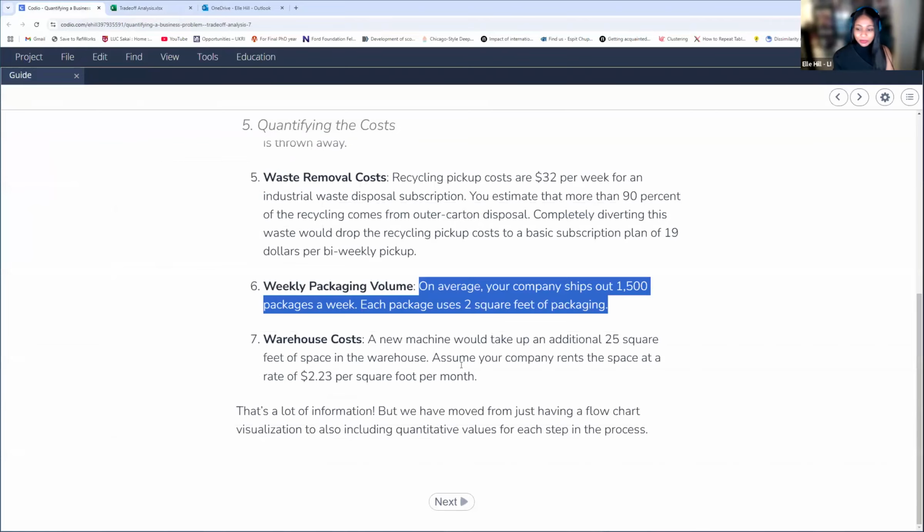Okay, lastly, we have our warehouse cost. And a new machine is going to take up an additional 25 square feet of space in the warehouse. So we're paying for all the space that we utilize in the warehouse. So assume your company rents the space at a rate of $2.23 per square foot per month. So lastly, is this going to be a fixed cost or a variable cost for this warehouse? So this 2.23 per square foot, is this fixed or variable?